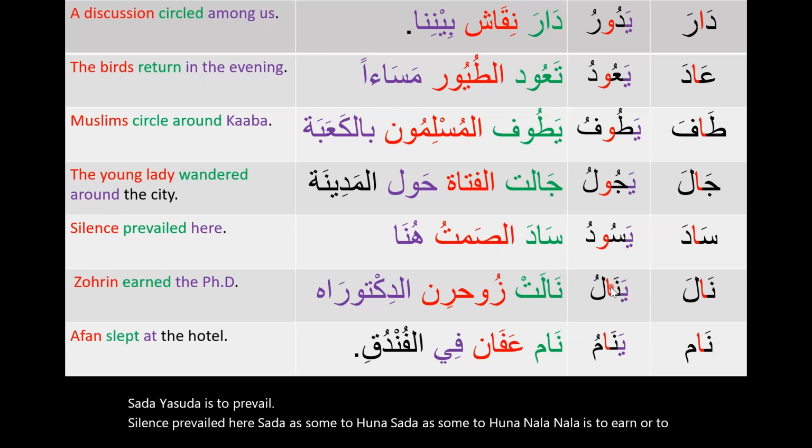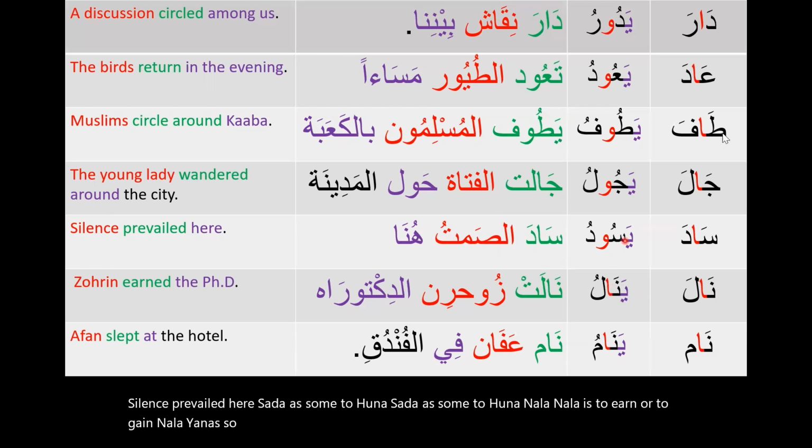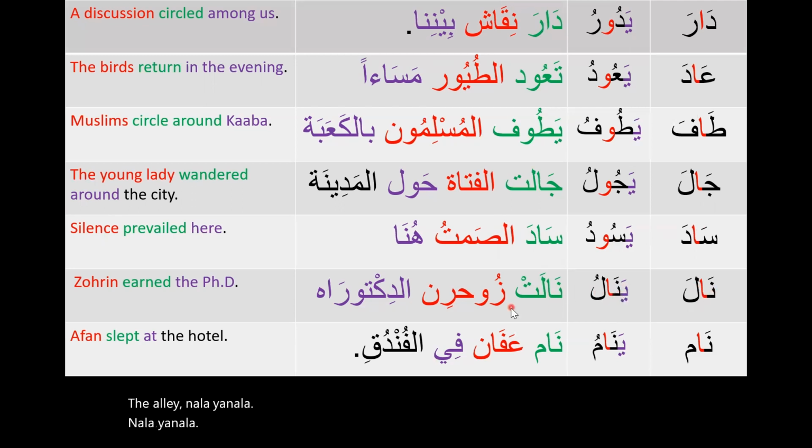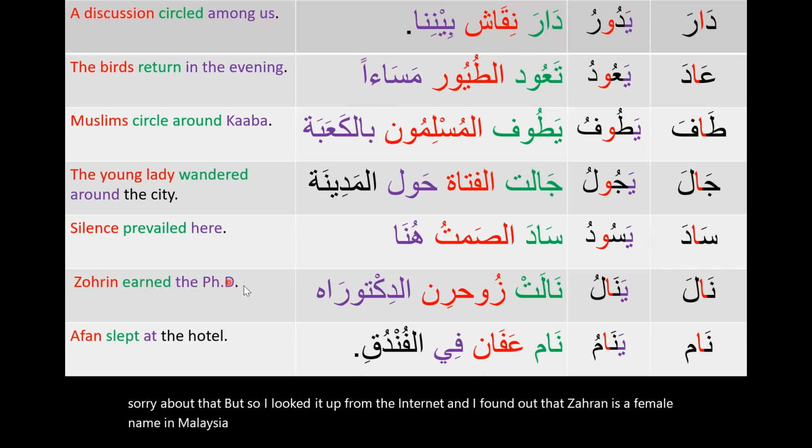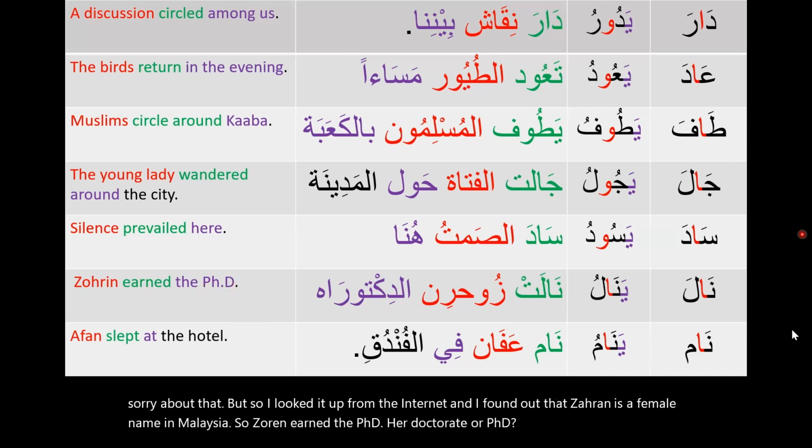Nala ينال. So here we are breaking away from the rule that we turn the alif into a waw in the present tense. But here we kept the alif. Nala ينال. نالت Zuhrin الدكتوراه. So Zuhrin is a Malaysian name. I looked it up from the internet, and I found out that Zuhrin is a female name in Malaysia. So Zuhrin earned the PhD, her doctorate, doctor of philosophy.